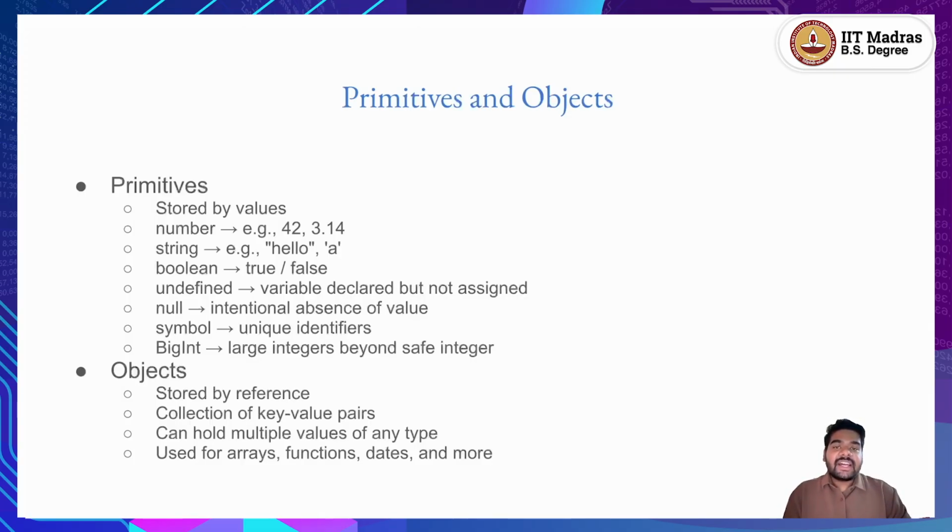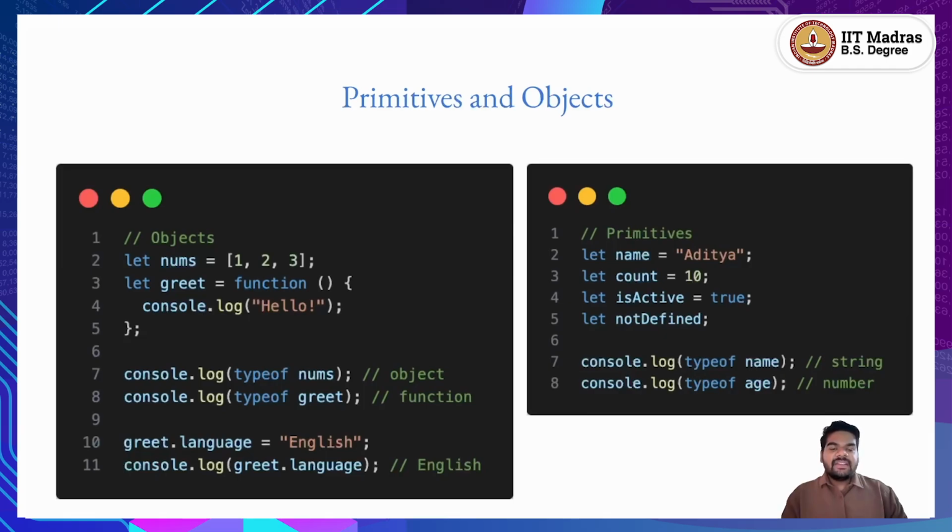In JavaScript, even arrays and functions are objects. Functions are a special type of object that can be called using parentheses. Here on the right hand side, we have the primitives: name, which is a string, count, which is a number, and is active, a boolean. When you declare a variable with let and don't give it a value, by default the value becomes undefined. So that is also a data type. We can check what the data type is using the typeof operator. As you can see, when you use typeof name, you get a string. When we use typeof age, you get a number.